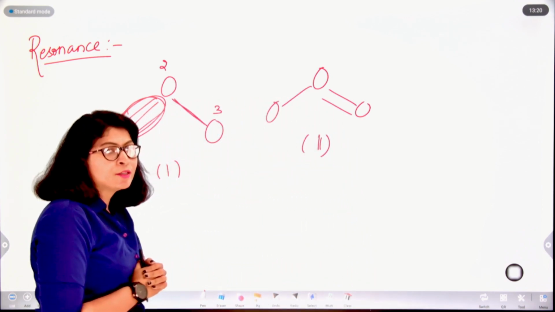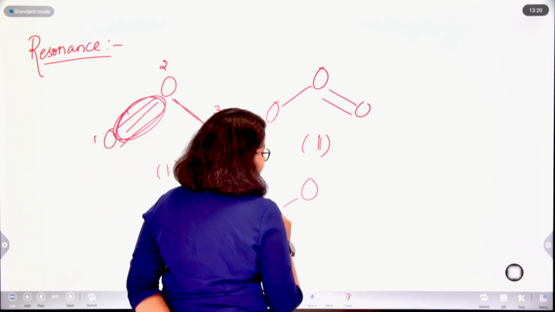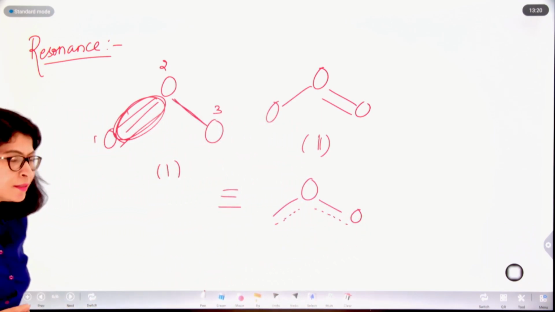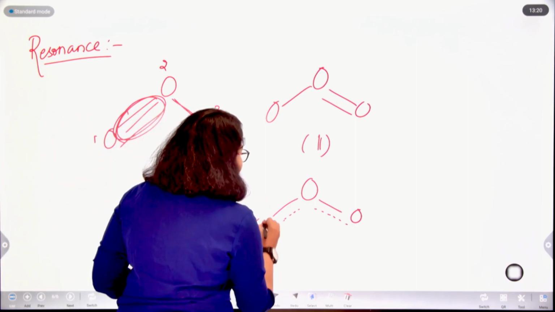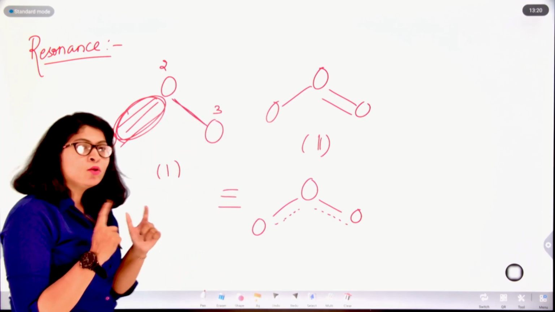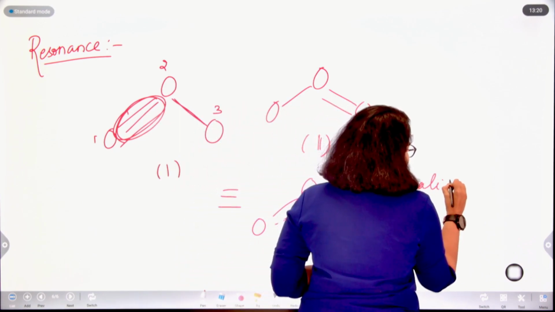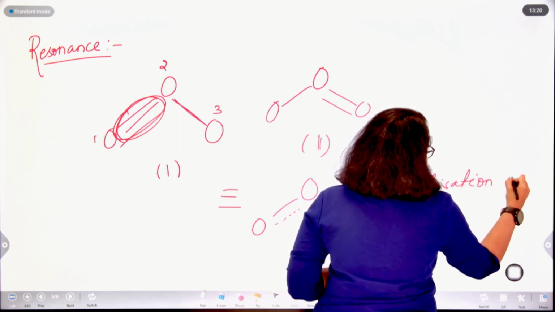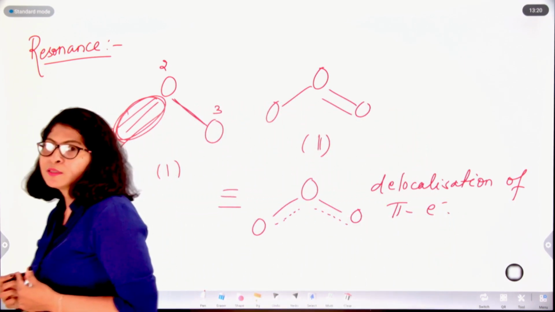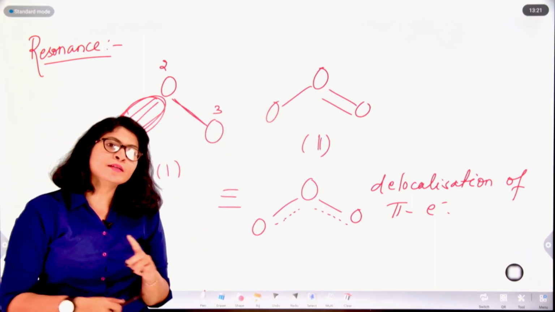This concept led us to resonance. What it means is the structure can be represented like this. That means this pi bond is uniformly spread out between both the atoms. This is basically called resonance, that is delocalization of pi electrons. That means the pi bonds are not localized between two atoms, rather they are spread out over the entire structure, okay?